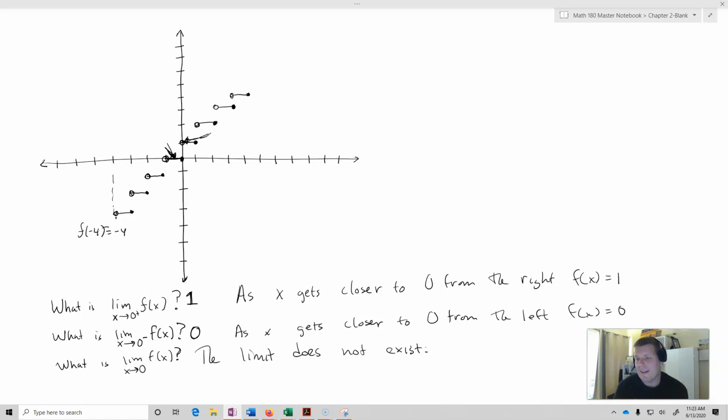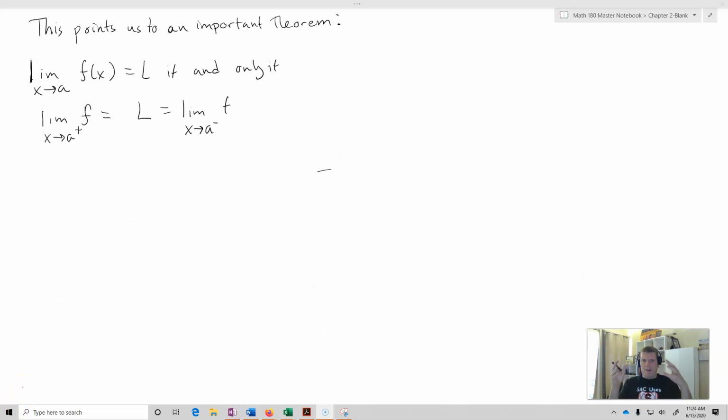We do, in fact, see it approaching: when we're coming from the left-hand side, it's approaching 0, and when we're coming from the right-hand side, it's approaching 1. There you go, there's an example. And this gives us a really important theorem.